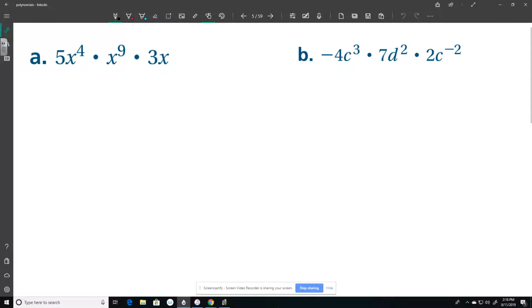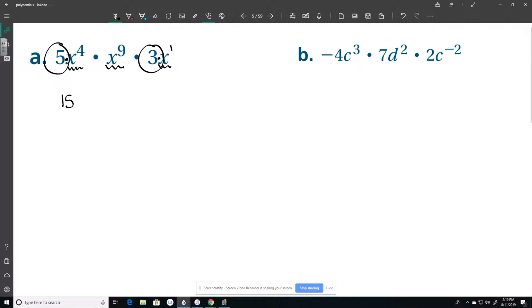5x to the 4th times x to the 9th times 3x. Remember this, there's a little multiplication right here and a little multiplication right here that you don't see. We know it's there. So really, we're just multiplying all this together. And because everything's being multiplied, I can take the 5 and the 3, and I can just multiply those together first. And then I'm left with x to the 4th, x to the 9th, and x, which is really just x to the 1 power.